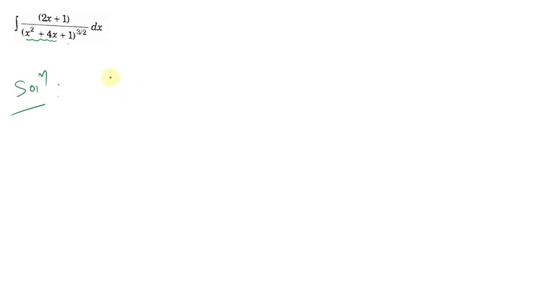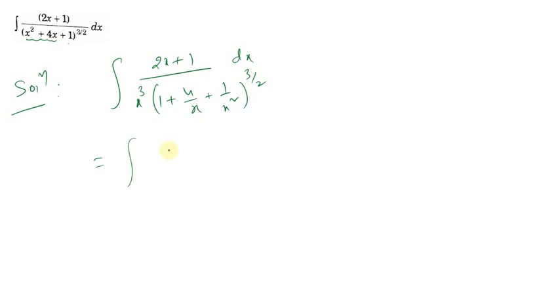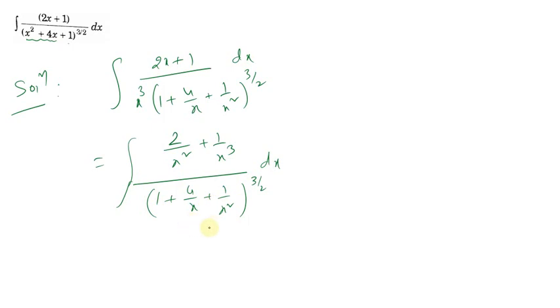And my choice is, first let me try like this. Whenever this power is there, it is better to take common. So let me take common x^2, so the output will be x^3. Then (1 + 4/x + 1/x^2)^(3/2) dx. If it works, then we will proceed in this way. Otherwise, we can choose another method. So this will be (2/x^2 + 1/x^3)/(1 + 4/x + 1/x^2)^(3/2) dx. I think it is working.